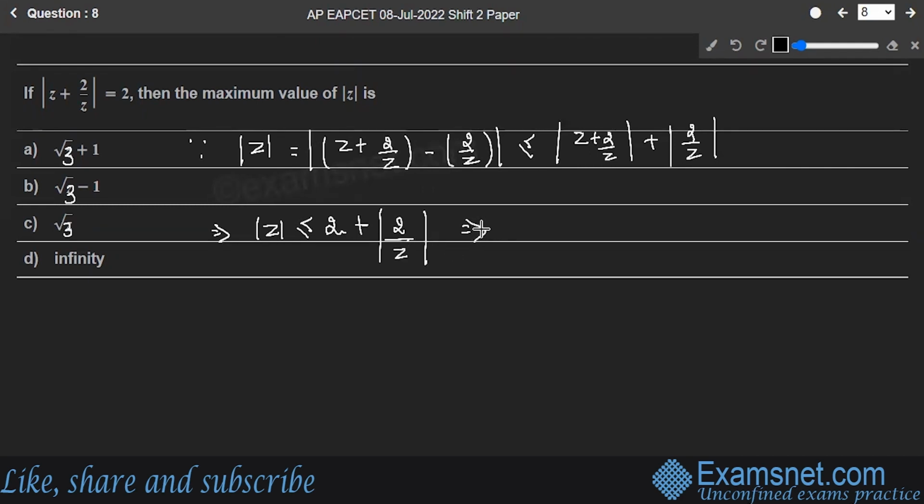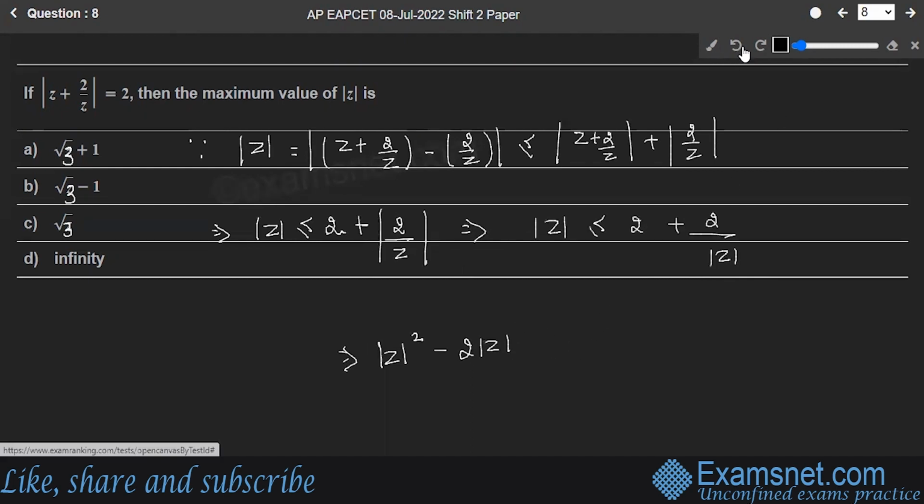So let's do the cross multiplication on both the sides. I'll be multiplying with this 2. Actually, I don't need to write the mod on here. This can be written as mod of Z is less than equal to 2 plus 2 upon mod of Z. This will become mod of Z square minus 2 mod of Z minus 2 is less than equal to 0. Hope this is clear till here.